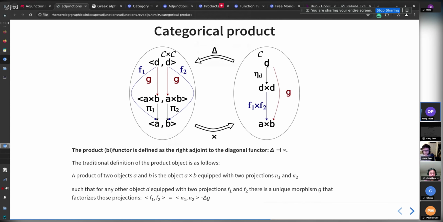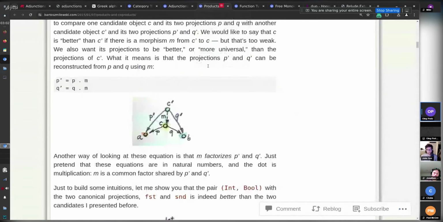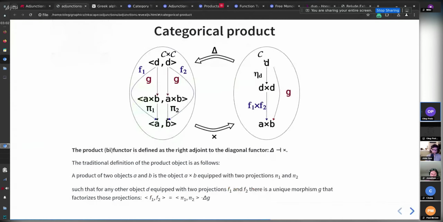So we see two candidates, D and A cross B, and we see that A cross B is better than D. So you remember this discussion, better or more universal, right? Because it has a morphism going from it to A cross B. This is what you construct in the category on the right. By the way, this applies to right adjoints. So it's going to be swapped for left adjoints.